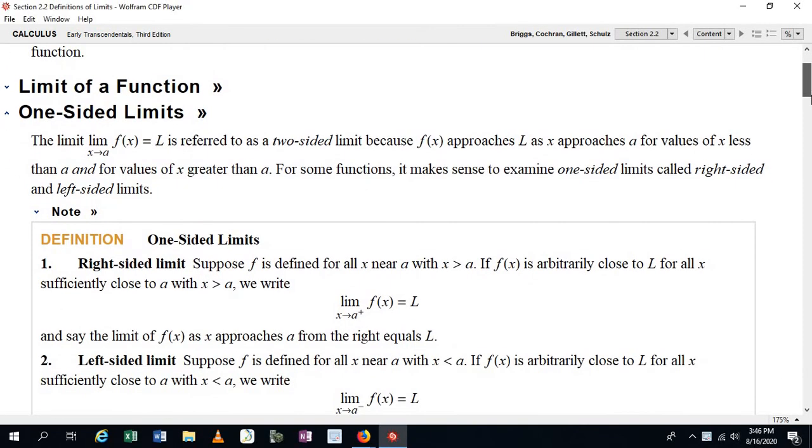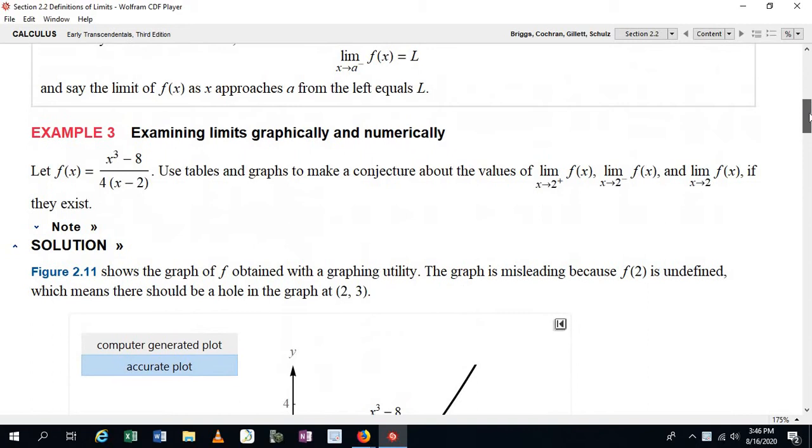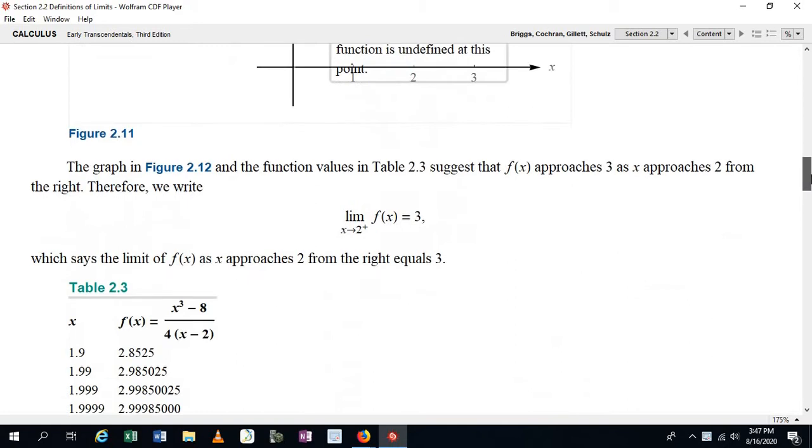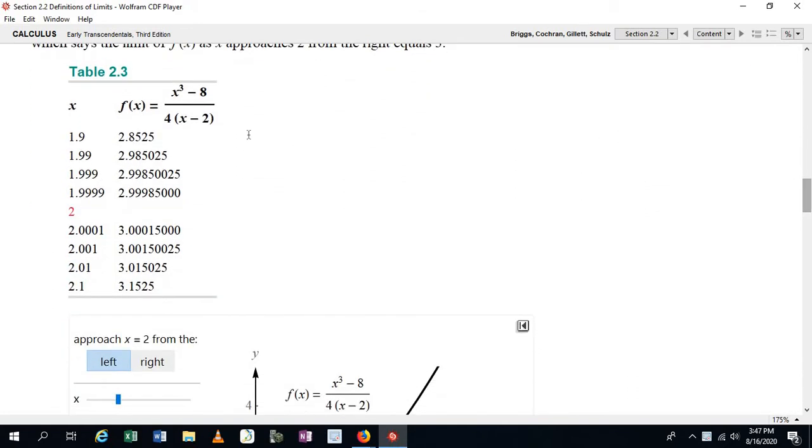Okay, so to illustrate this idea of a limit, I'm going to look at this third example. So suppose we have this function here, x cubed minus 8 divided by 4 times x minus 2. What we're going to try to determine is what happens to the y value for this function as the x value gets closer to 2. And we're going to do that by creating a t-chart or table. And that's one way of finding a limit, by the way.